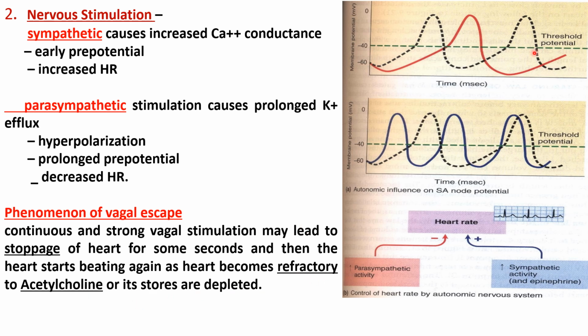Either the heart has become refractory to acetylcholine, or what happens is that the stores of acetylcholine on continuous stimulation of the vagus are depleted. There is no more acetylcholine to keep the potassium channels open for efflux, and thus the heart does not respond to the acetylcholine because it is no more available.